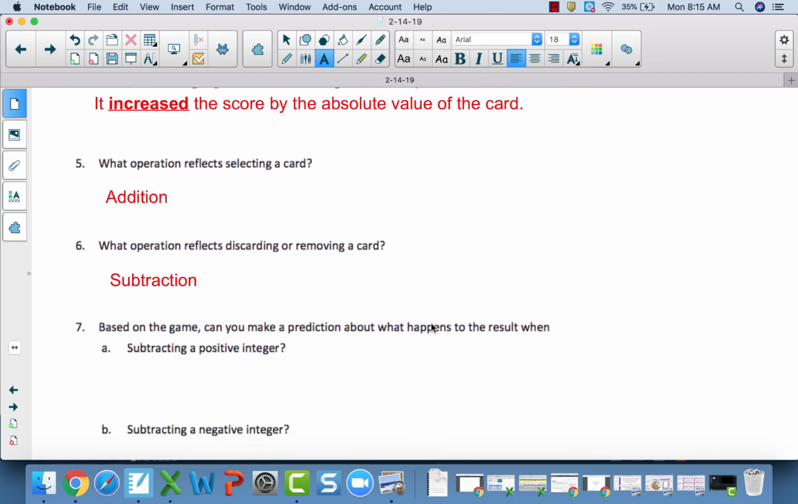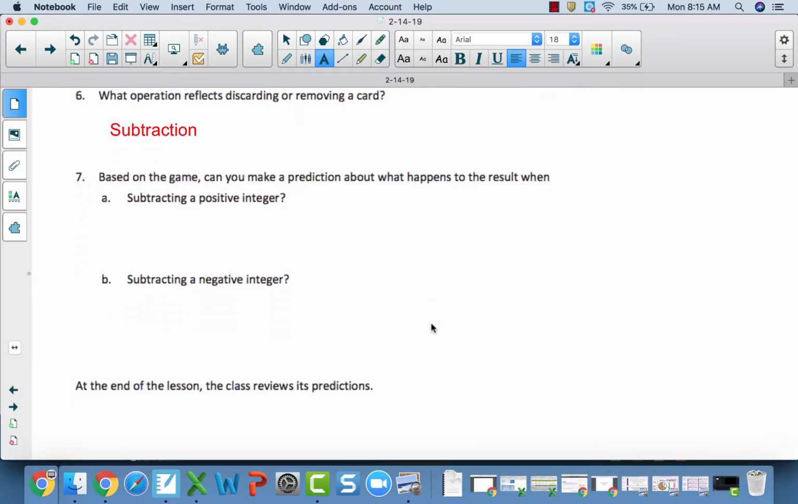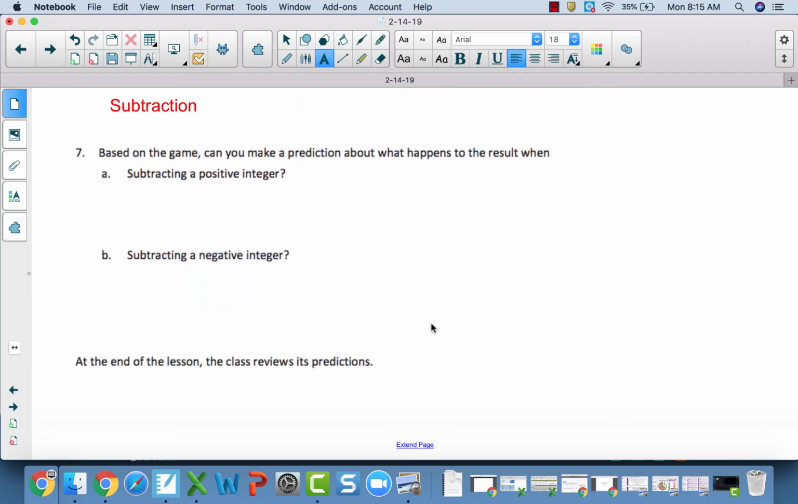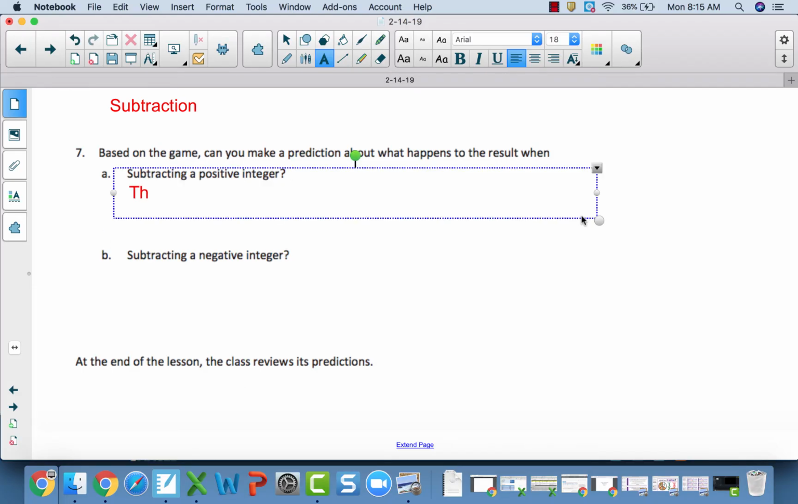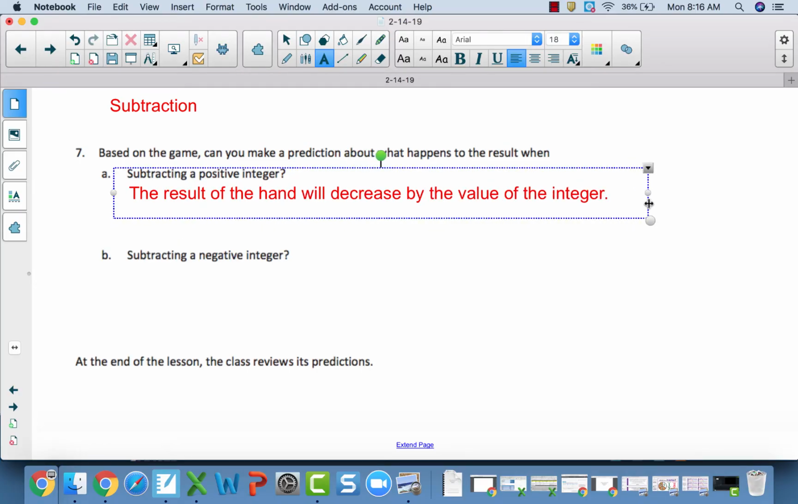Okay? Now, based on the game, can you make a prediction of what happens when subtracting a positive integer? So take a second and make a prediction for A and B, and at the end, we are going to review these predictions. What I am going to say, and once again, your prediction may be different, is that the result of the hand will decrease by the value of the integer, based on what I noticed at the top.